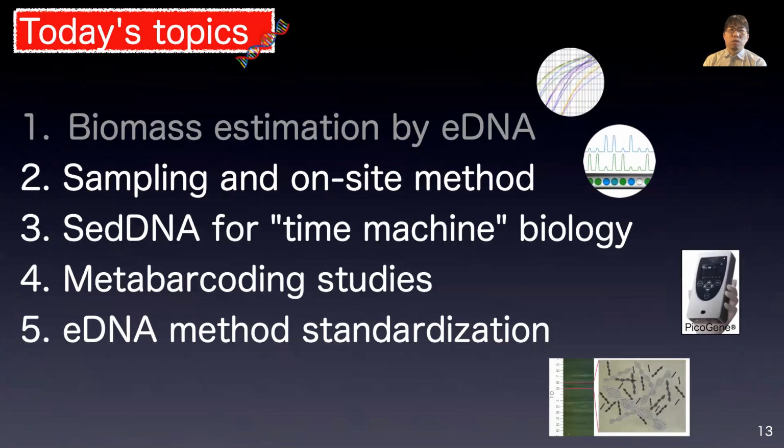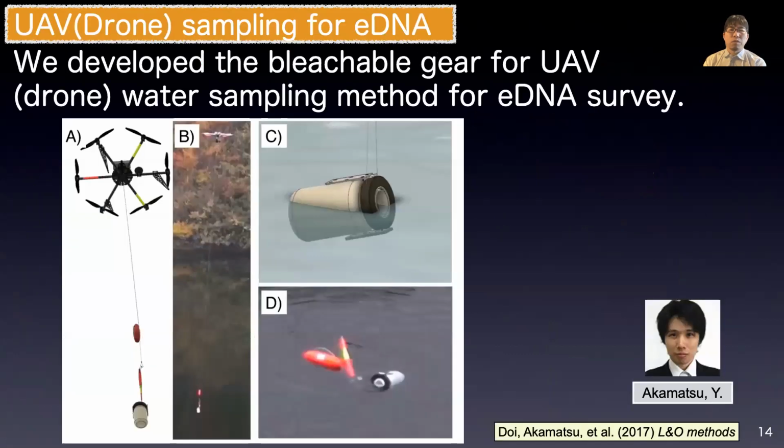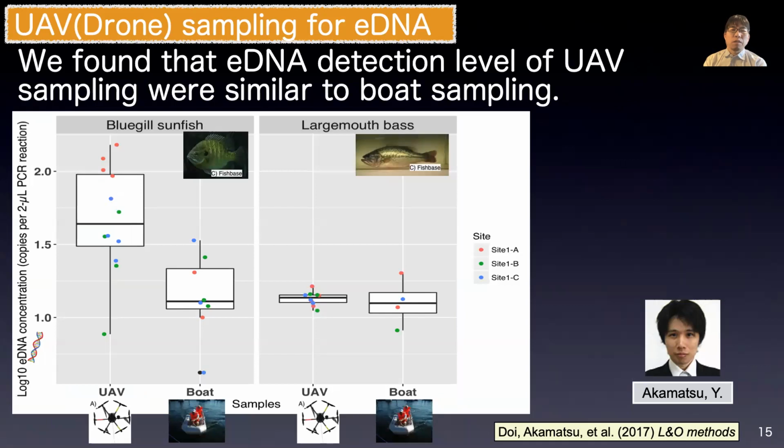Secondly, I want to introduce water sampling and on-site methods for fish distribution. We developed breachable gears for UAV drone water sampling for eDNA surveys. This photo shows our drone sampling gear. We automatically collected water from lakes, streams, or marine systems using this drone system, and we compared the results with boat sampling. We found that eDNA detection levels of UAV sampling were similar to boat sampling. This figure compares UAV and boat sampling, and we found similar eDNA concentrations for these two invasive fish species in the reservoir.